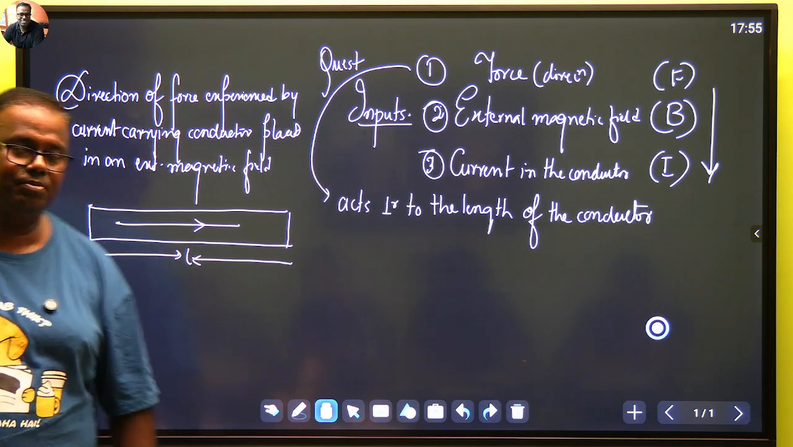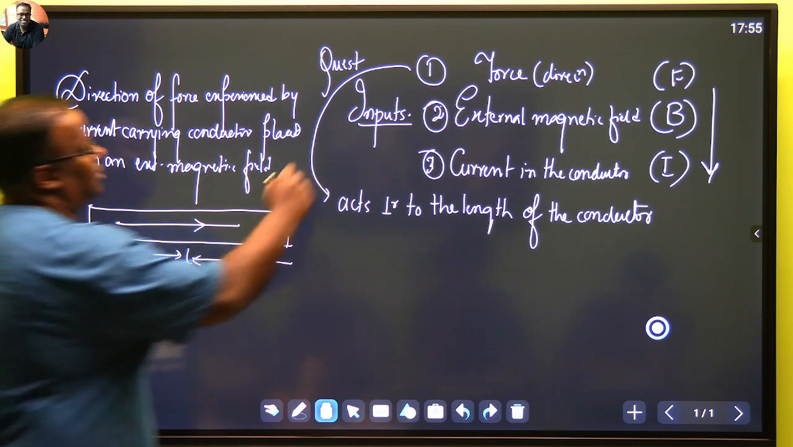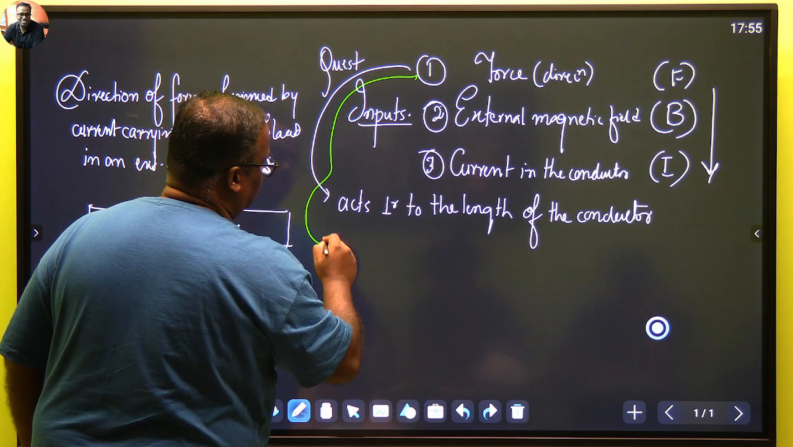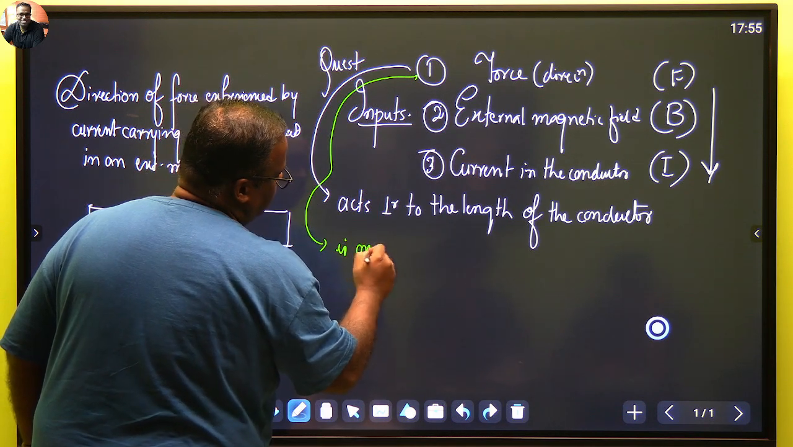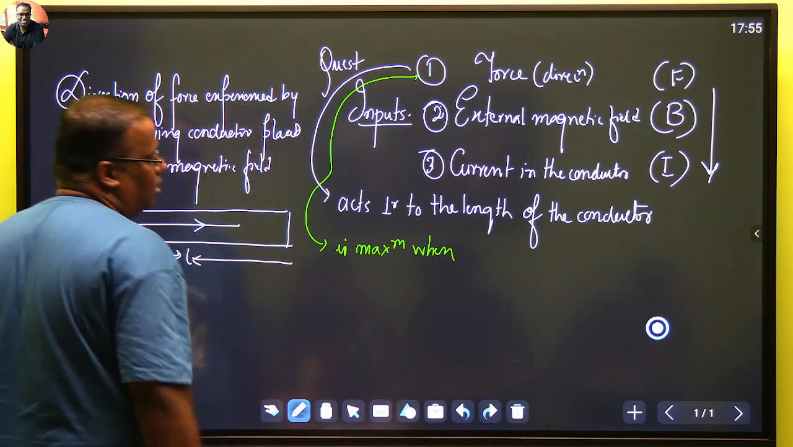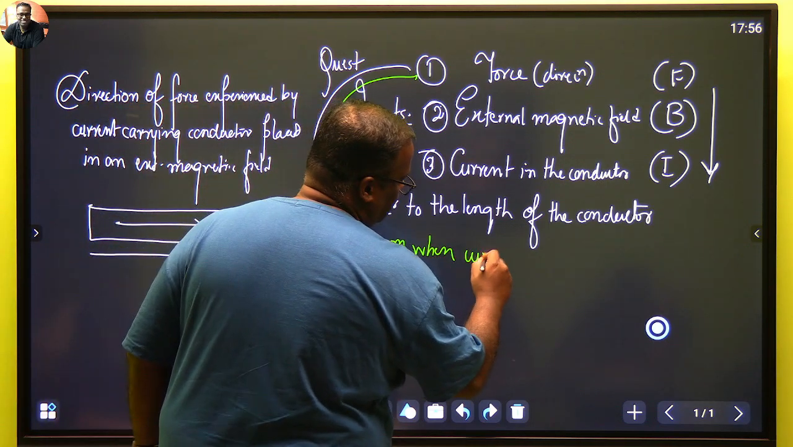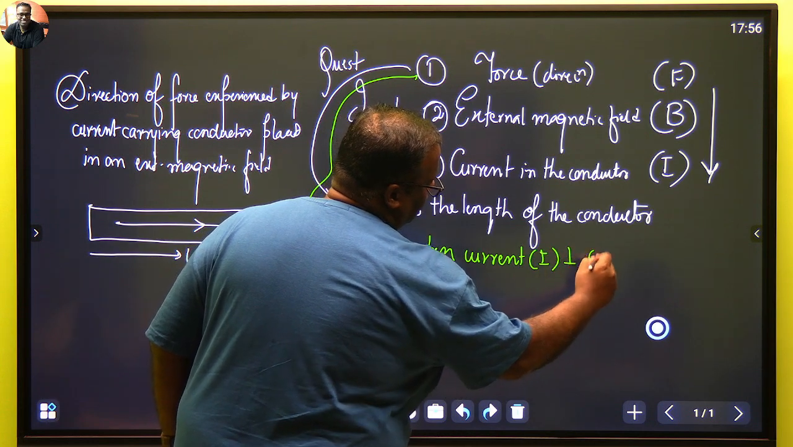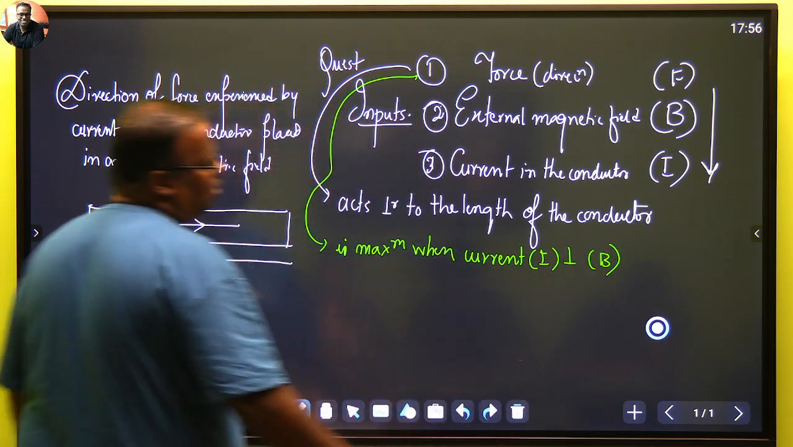The force always acts perpendicular to the length of the conductor. ठीक है? And this force, and वो चीजें आपको चबा लेना पड़ेगा, is maximum when current I is perpendicular to the magnetic field.